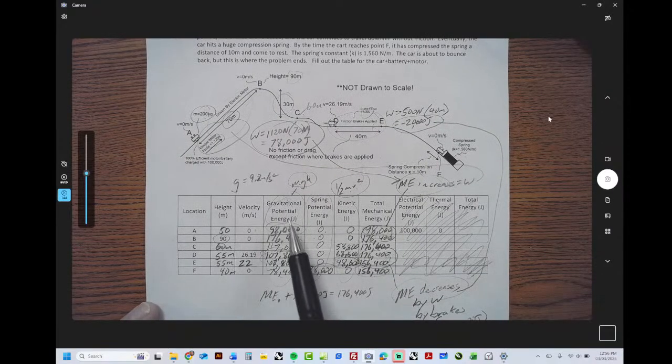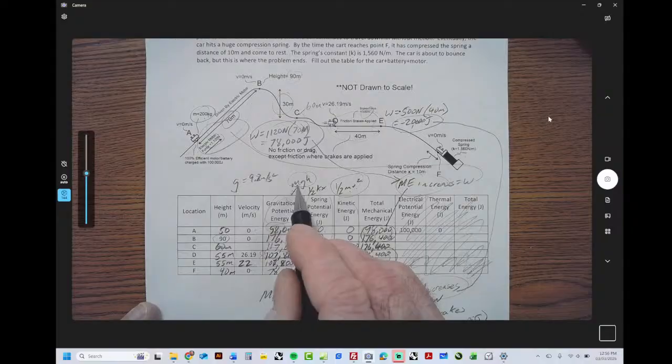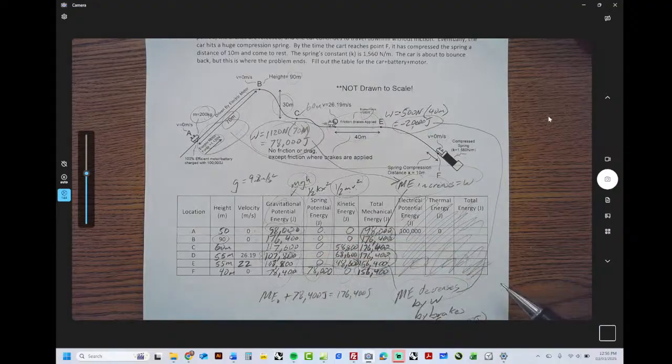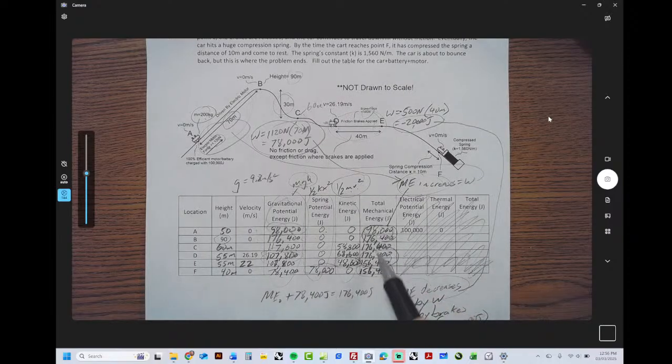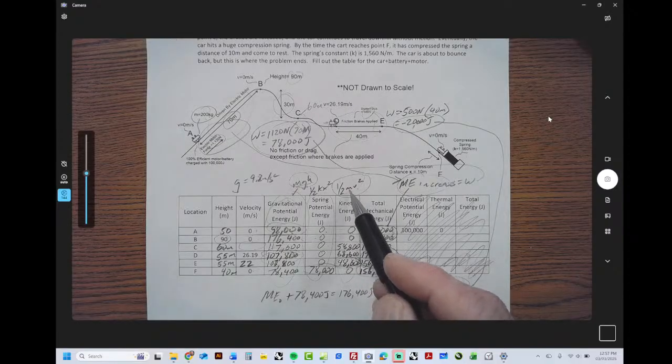Beyond that, whenever you have information that will allow you to just plug stuff into mgh or 1/2 kx squared or 1/2 mv squared, you can calculate these. When you can't calculate them, you may need to use the knowledge that the three of them add up to the total. So you'll be able to potentially figure out one of these if you know the other two. And then for velocity, if you're not given velocity, you can always calculate it when you know kinetic energy. In this case, 58,800 equals 1/2 times 200 times v squared.